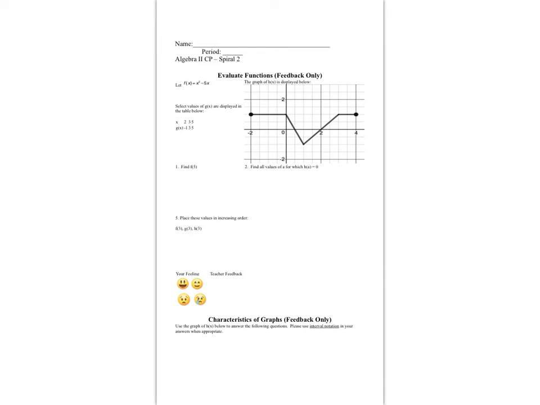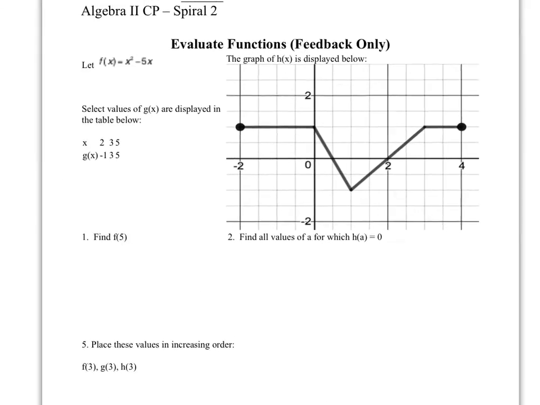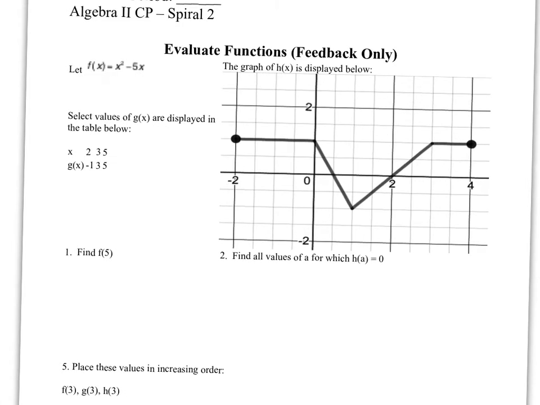First off, we're going to look at evaluating functions, and things look a little bit funny because it's a Word document. But we're going to look at f of 5 first. I noticed that f is my equation. F of 5 means we're going to be plugging 5 into that equation. So we've got 5 squared minus 5 times 5.